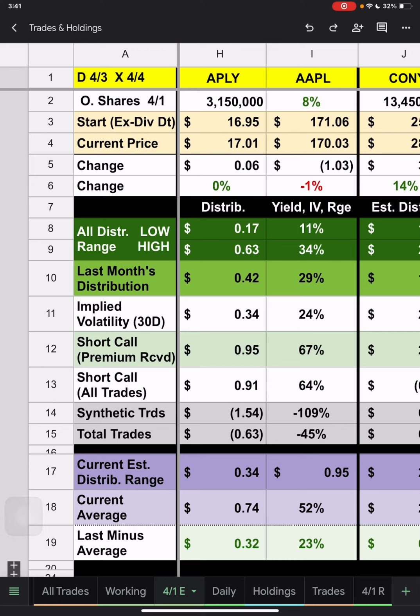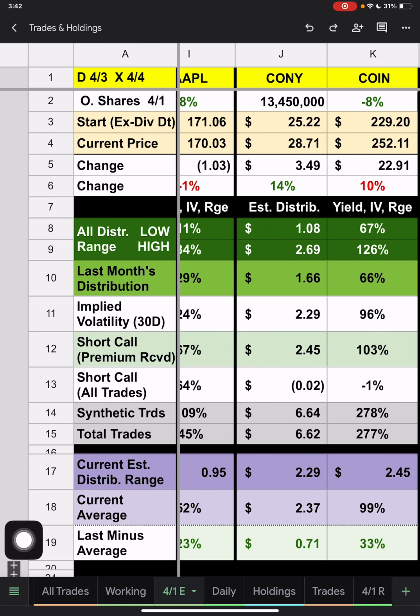But anyway, I don't know. They should pay out that, but there's still a judgment factor here. So anyway, our range is 34 to 95 cents with an average of 74 cents.